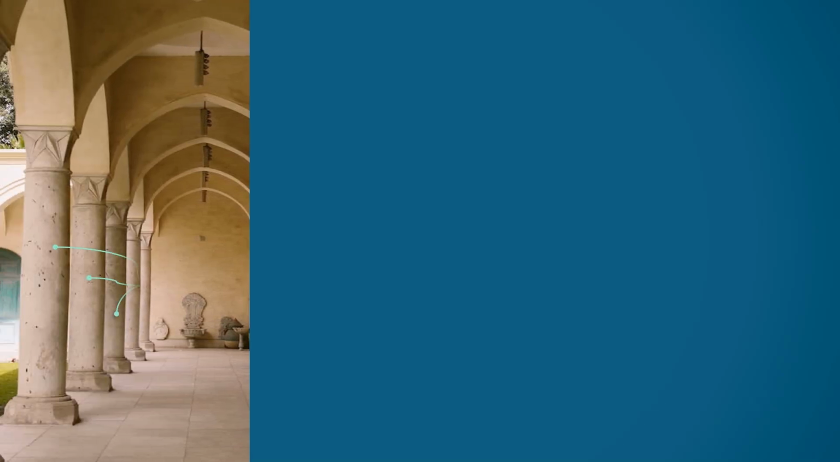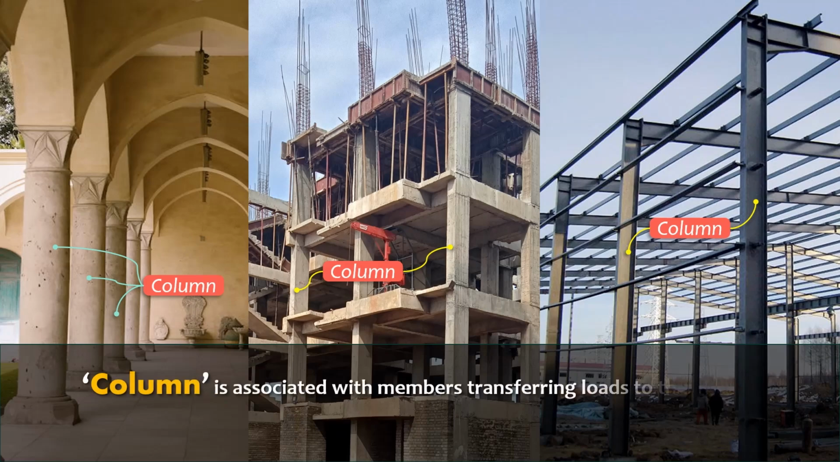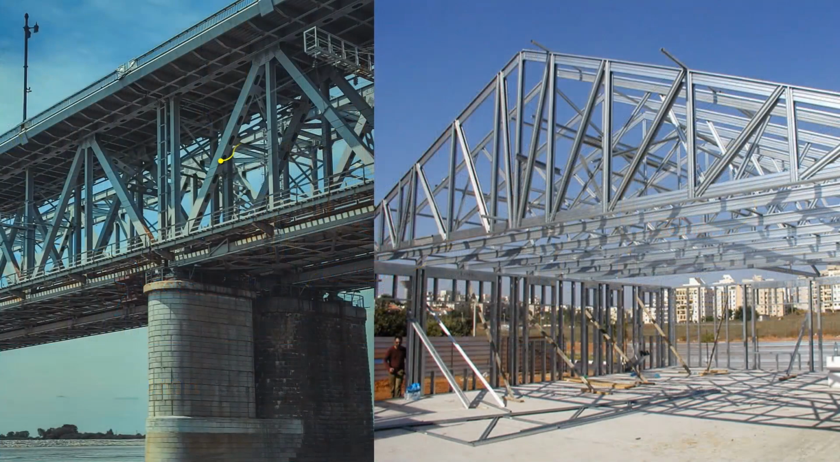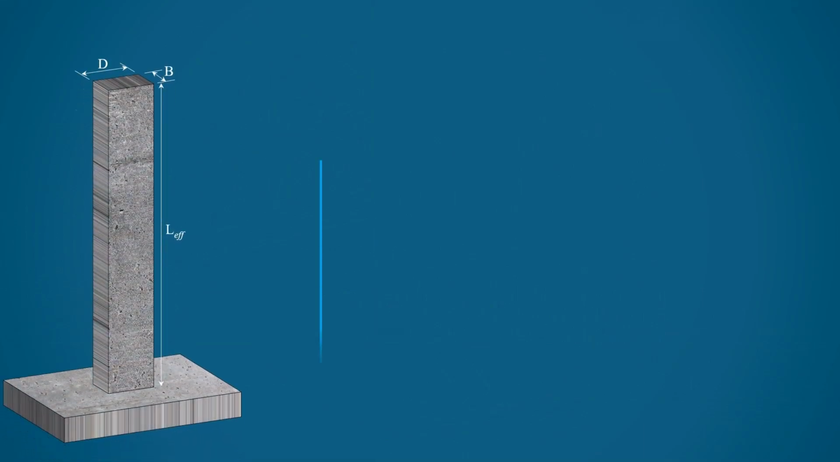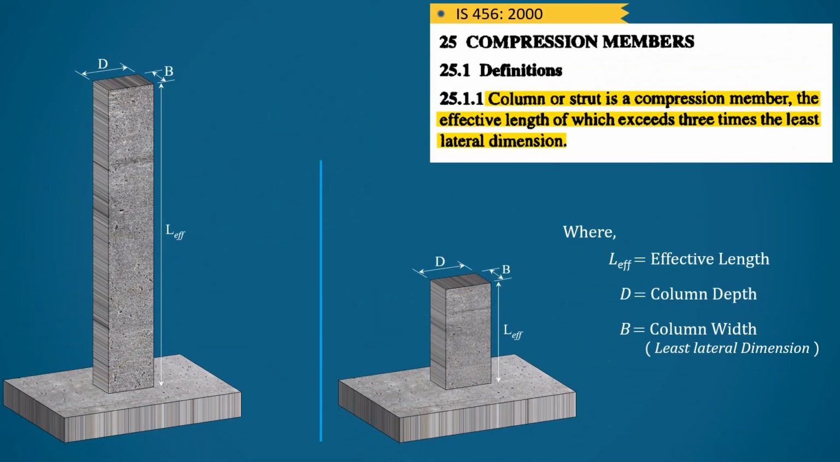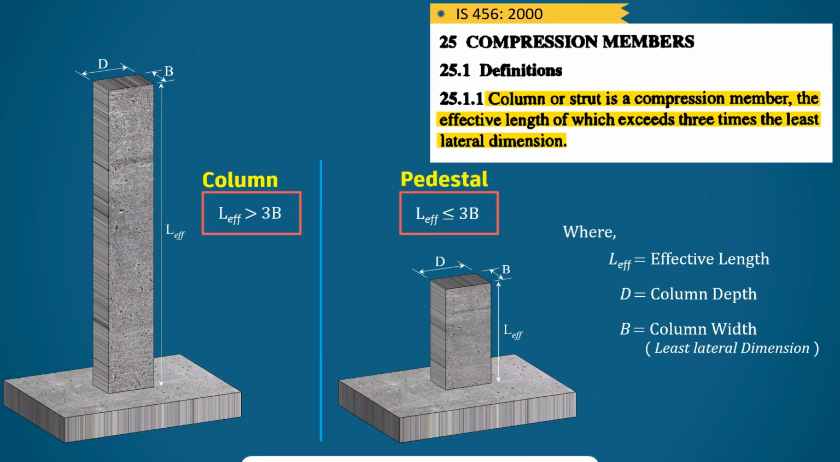In a structural system, the term column is associated with members transferring load to the ground, and the term strut is applied to the compression member in any direction such as those in a truss. The IS 456-2000 clause 25.1.1 defines the column as a compression member when the effective length exceeds 3 times the least lateral dimension. If the effective length is less than or equal to 3 times the least lateral dimension, then it is termed as pedestal.